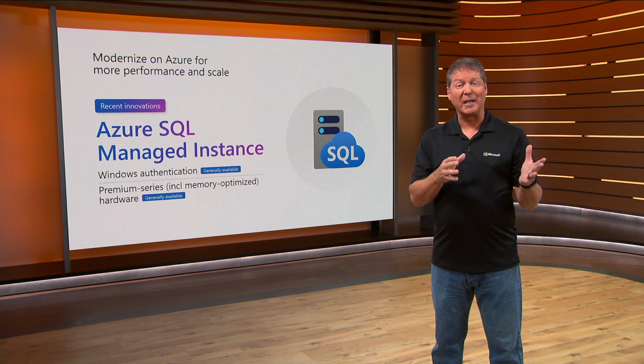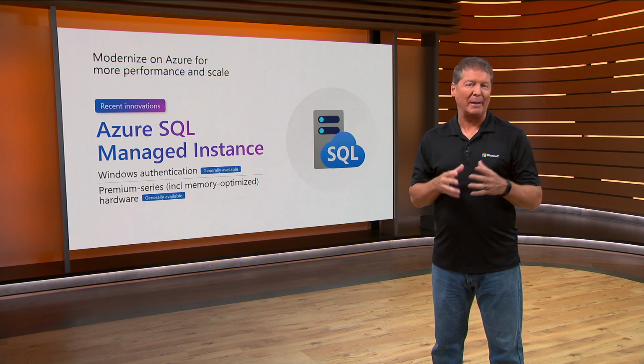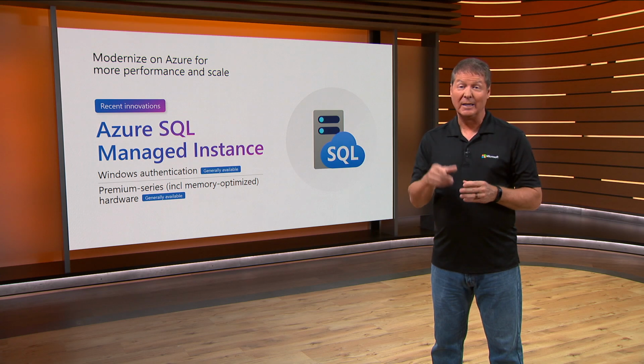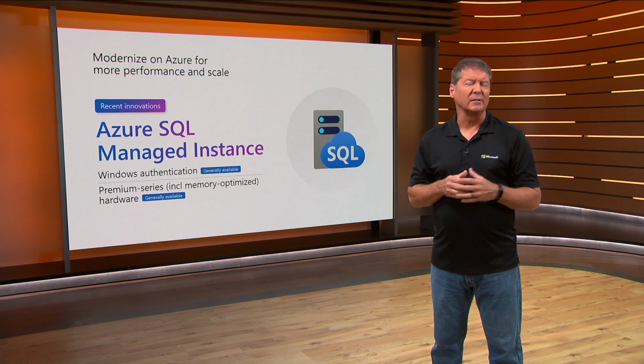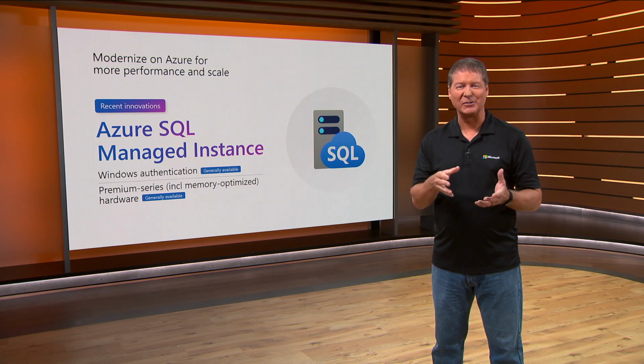We also have some new innovations we've recently made generally available in our Azure SQL family. First, there's Windows authentication for SQL Managed Instance, which enables you to migrate your legacy applications that rely upon Windows authentication with minimal or no changes in the application stack. And there is the Premium series, including memory-optimized hardware for SQL Managed Instance. It's going to give you three things: faster CPU, higher memory-to-core ratio, and larger database sizes for critical database tiers.